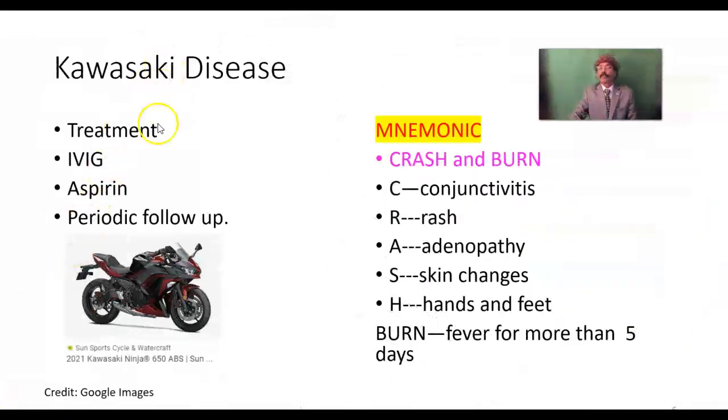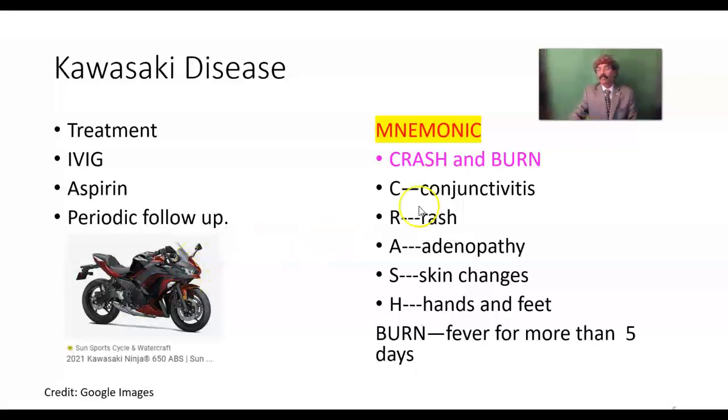So treatment: intravenous immunoglobulin is a treatment that will subside the inflammation. Also, aspirin is very important, to prevent thrombosis. And some authors also like to use steroids because some autoimmune mechanism works here. And there should always be periodic follow-up. Usually there is no chance of recurrence, but it may be possible. And this is the Kawasaki motorcycle and Kawasaki disease. It is linked to Japan, but it is not confined to Japan. American children, European children, and Asian children other than Japanese may also suffer from Kawasaki disease.